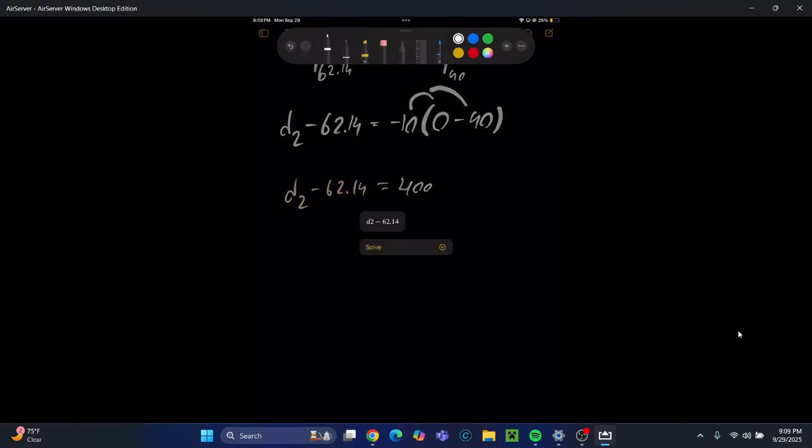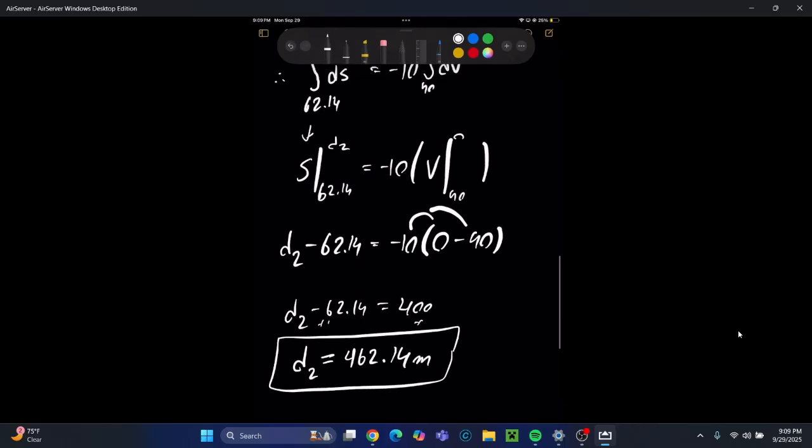What are we looking for? The one variable, d2. Oh my god, that's terrible. Never trust these platforms. You know what? I'm living with that. It's good enough. Adding this to both sides, we get... Where are you getting hours from? No. Get out of here. 462.14 meters.